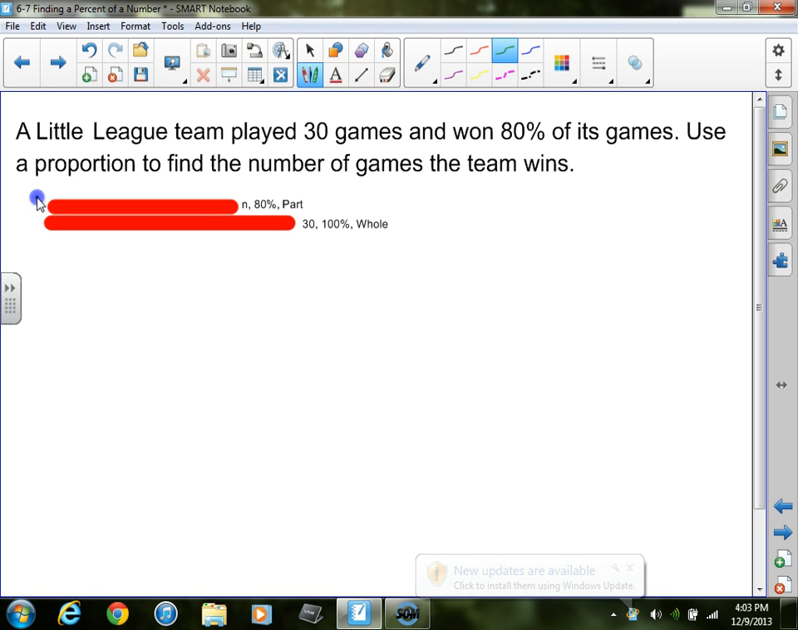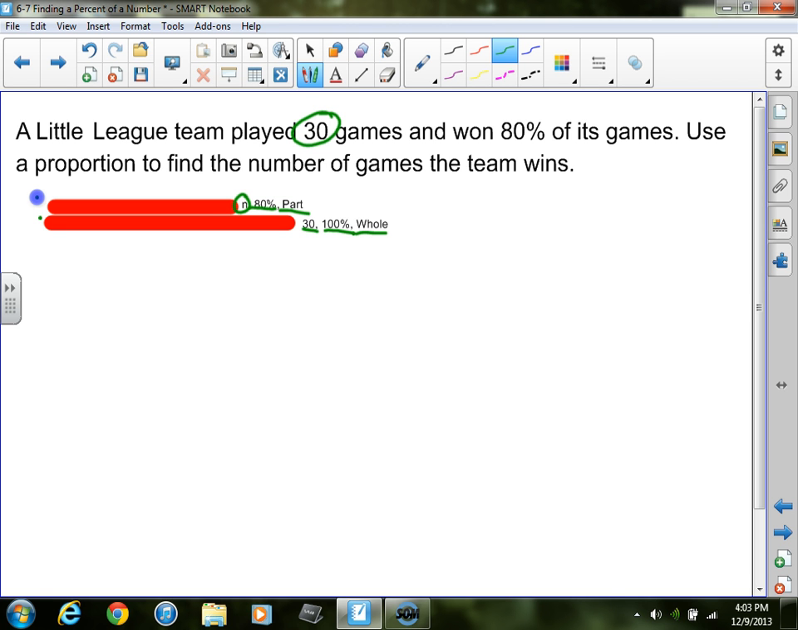We don't know how many games they won, or 80% of them, which is a part of the whole. Underneath the second line is the whole, 100%, which is 30. What I want to know is how many games they did win, which is N, or 80%.